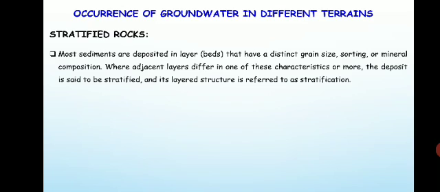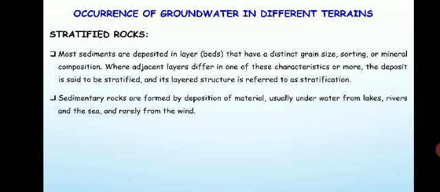So each layer in sedimentary rock will have different grain size, different sorting of the grains, and even the mineral composition will differ. Where adjacent layers differ in one or more of these characteristics, the deposit is said to be stratified, and its layered structure is referred to as stratification. So layering is called stratification.